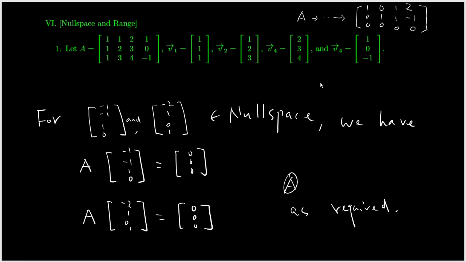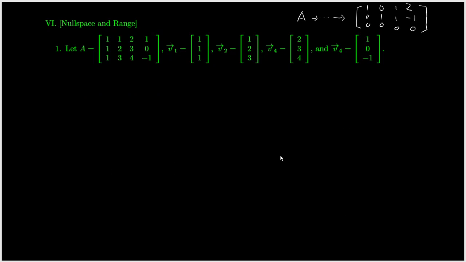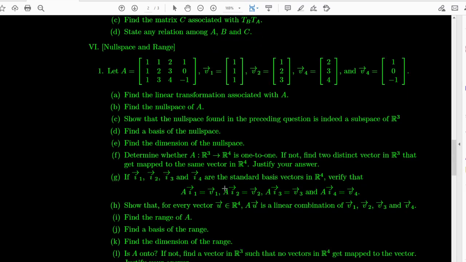Now you look at the question. We wanted to find two different vectors in R4 that are mapped to the same vector in R3. Now you are convinced A is not one-to-one? Probably we're done with the null space.